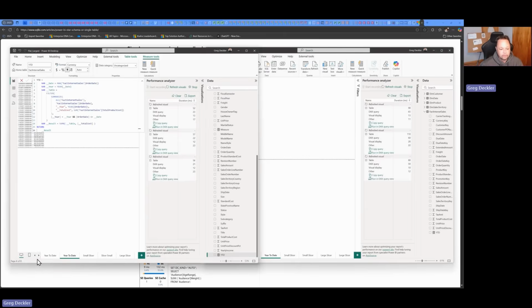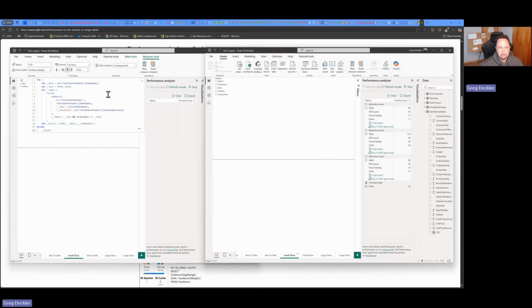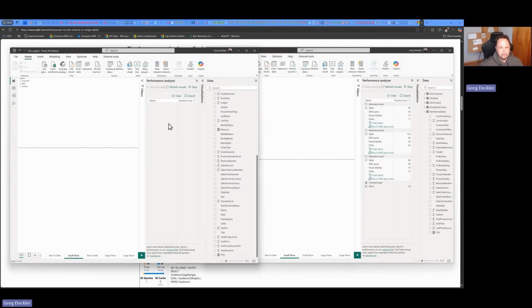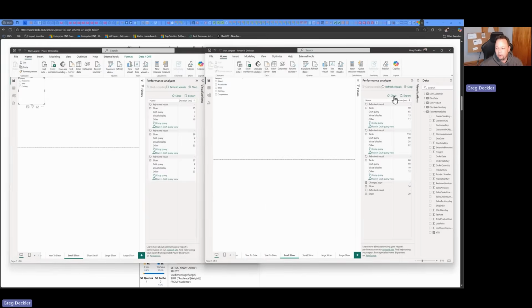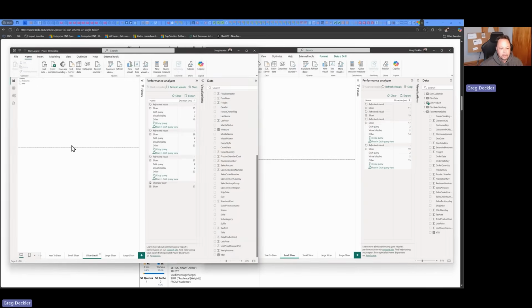So then, just to finish this out, he had a small slicer. Get rid of that, refresh the visuals here, refresh. So this is basically a slicer on a column that has very few values, right? And then again, we're at 2 milliseconds, right? And the same story over here, 2 milliseconds, no difference there.